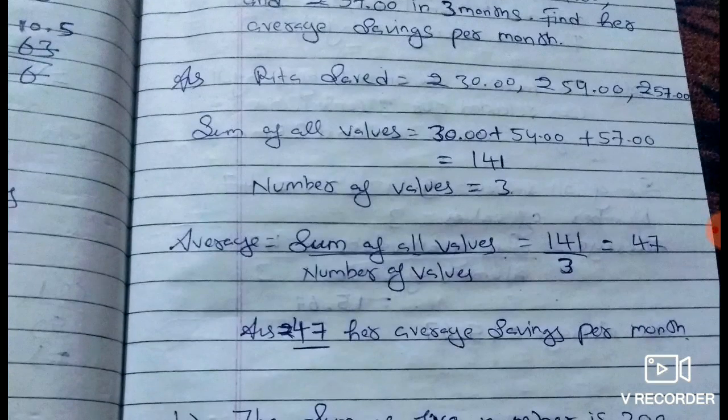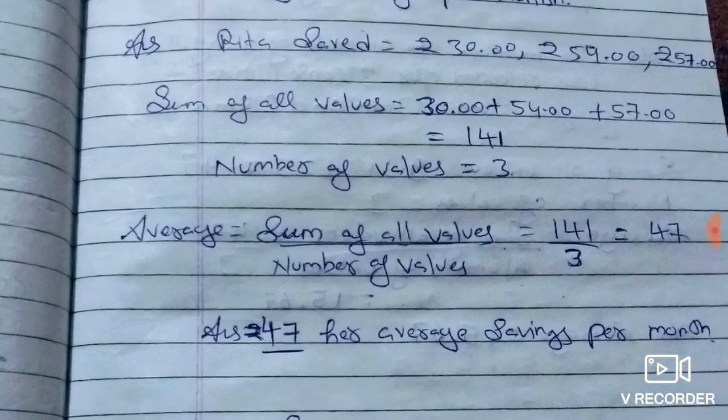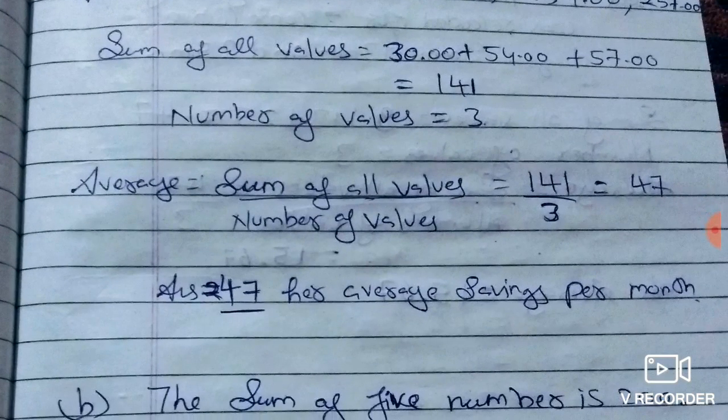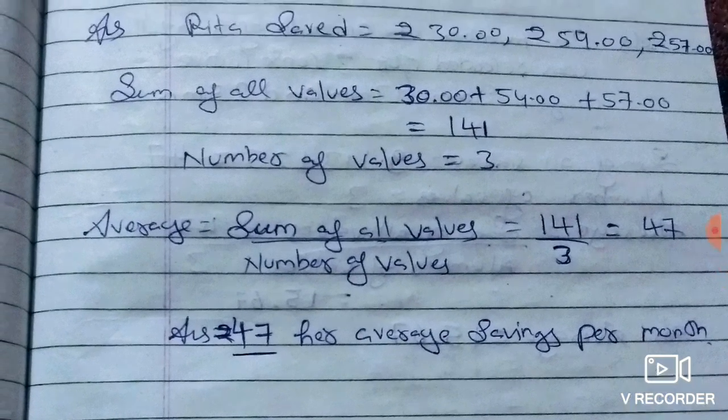Then apply all the values in the formula. Write formula: average equal to sum of all the values upon number of values, 141 upon 3. So here we do the cancellation method, cut both the numbers, then we will get 47. So she saved 47 rupees in every month, per month. So write rupees 47 her average saving per month.